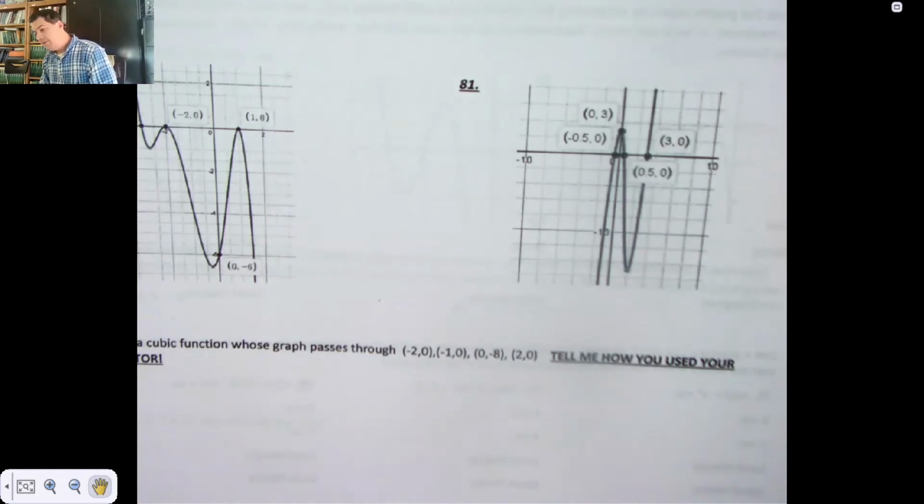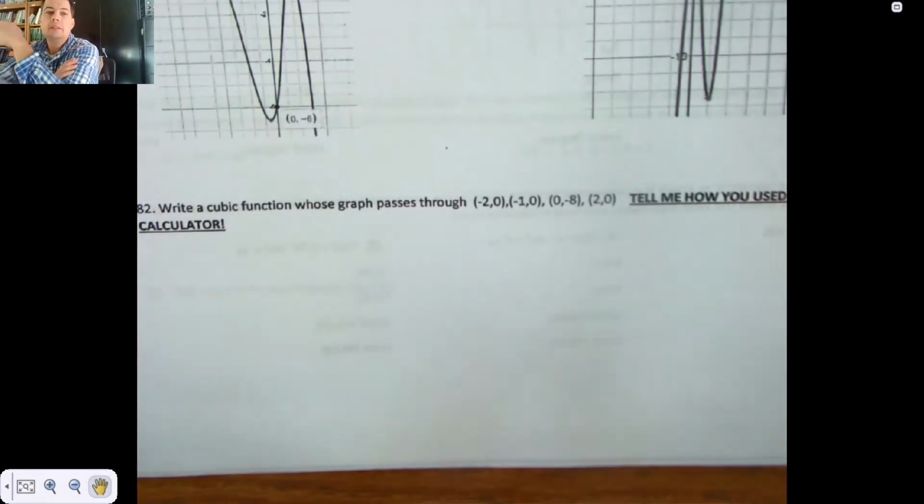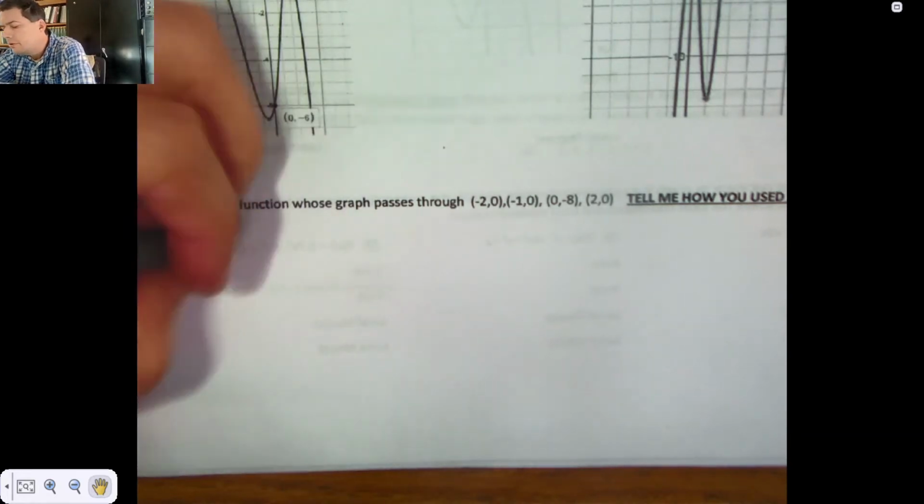Alright, so right after basics, on to more recording. This is homework practice. Write a cubic function whose graph passes through (-2, 0), (-1, 0), (0, -8), and (2, 0). Tell me how you use your calculator. So if you're watching this, may God have mercy on your soul.